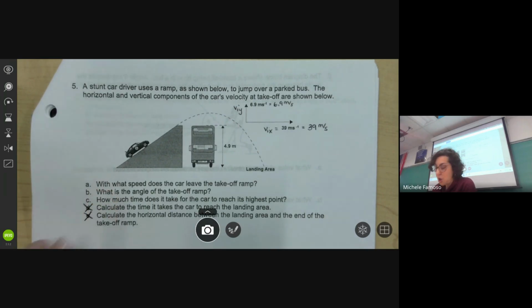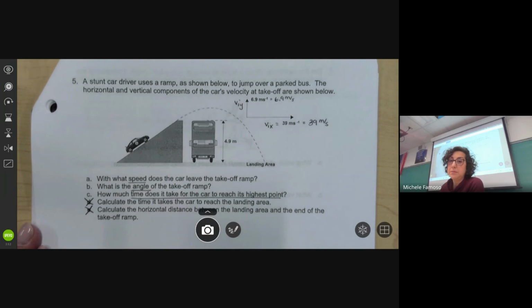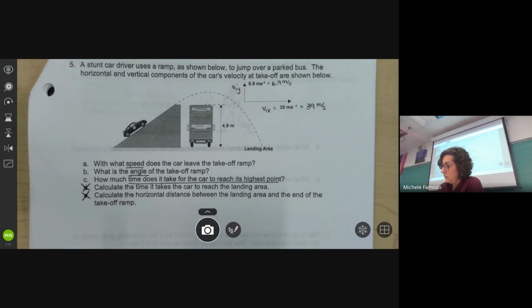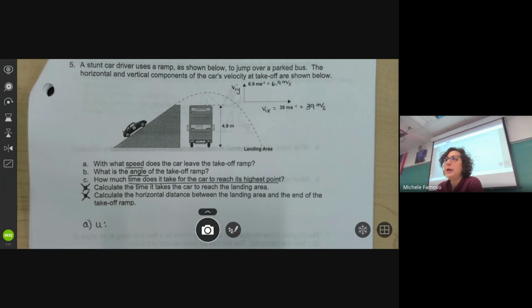So the first thing I want to know is with what speed the car is leaving the takeoff ramp. Then in part B, I want to know the angle of the takeoff ramp. And then in part C, I want to know how much time it takes for the car to get to the highest point. What am I asking you for in part A? When I say what's the speed of the car leaving the takeoff ramp, what does that mean I'm asking you for? VI.